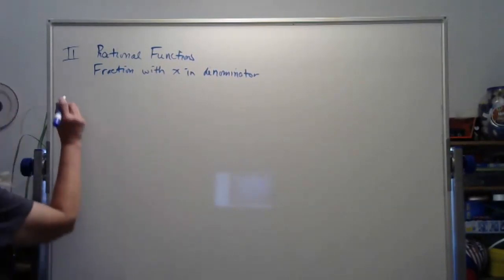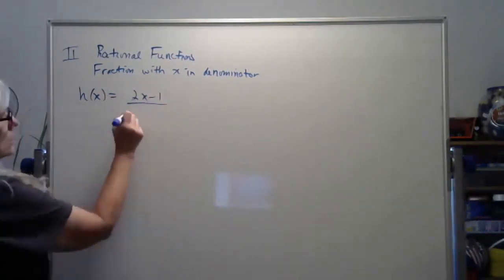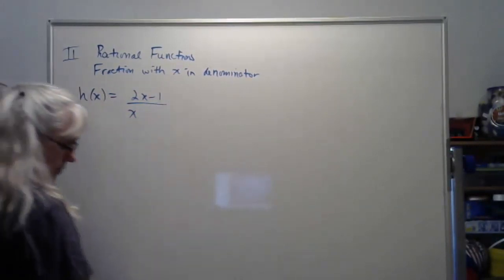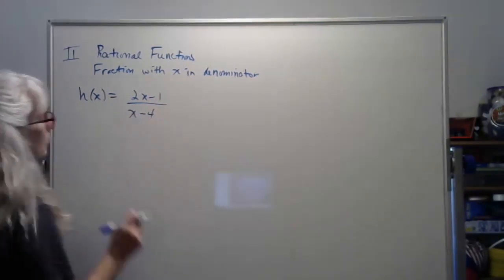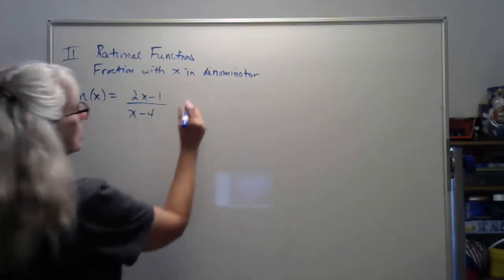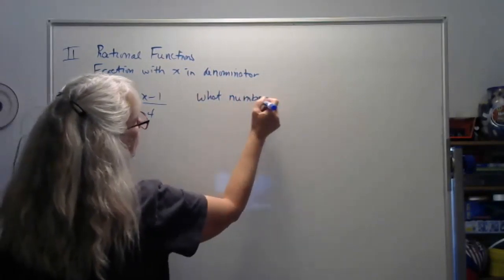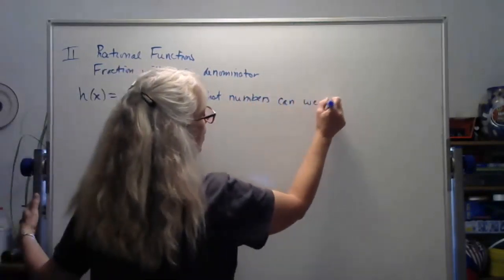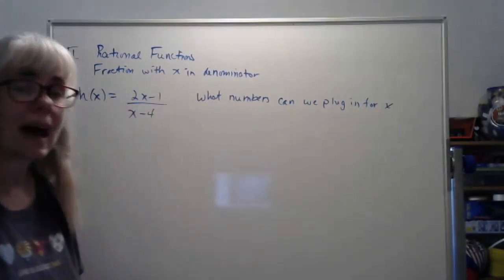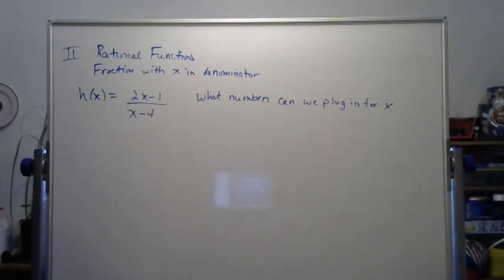So as an example, let's go find the domain of h of x equals 2x minus 1 all over, let's do x minus 4. Just to get a negative in. x minus 4. Now again, what the domain is asking me to find is the set of input values. So we want to know what numbers we plug in for x and still get a number back out of it. So the key is one input gives me one output. So that's what it's asking us.